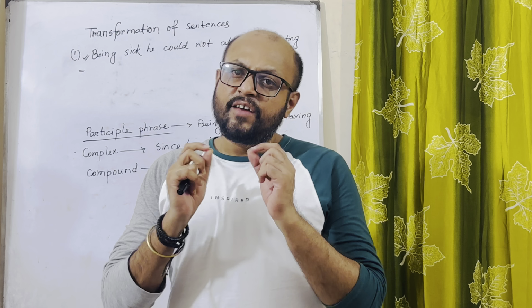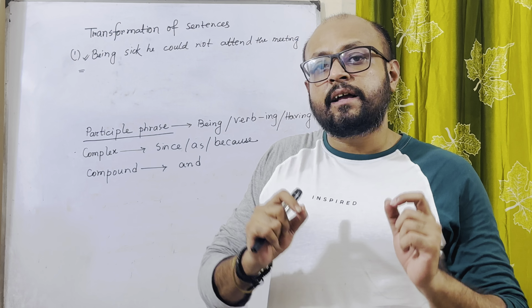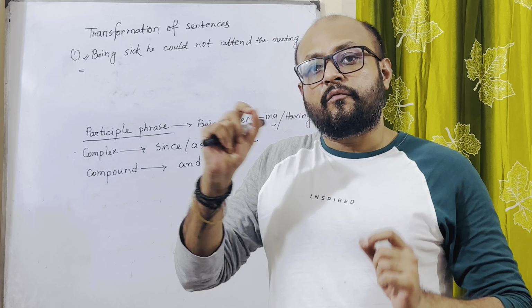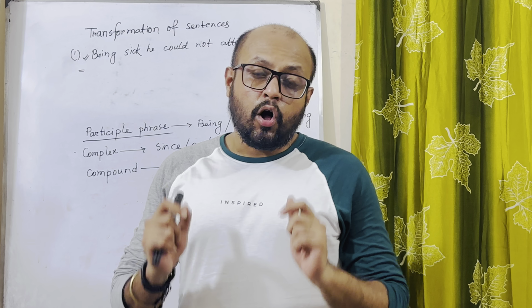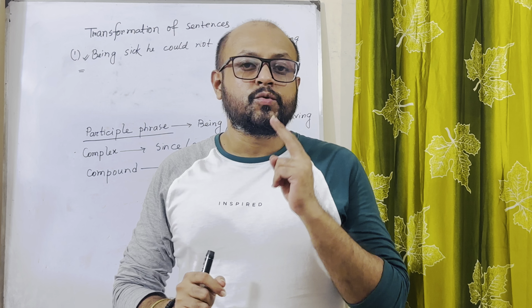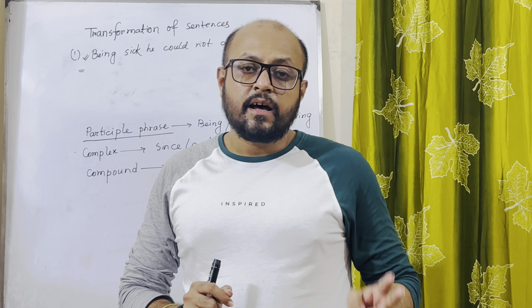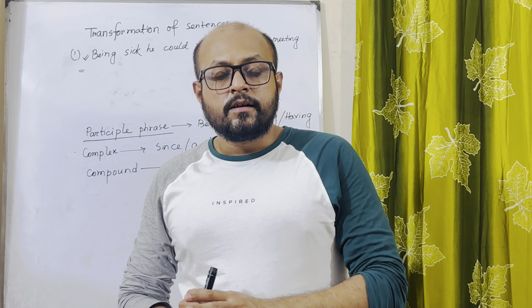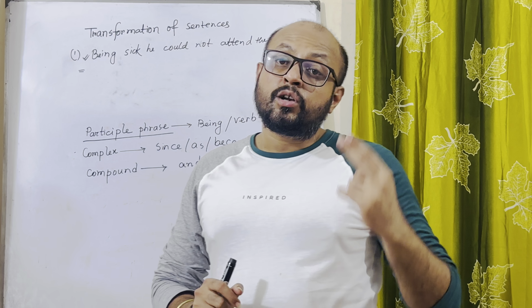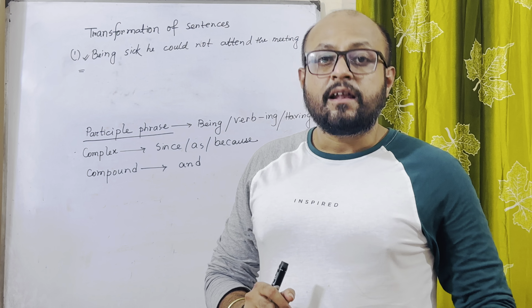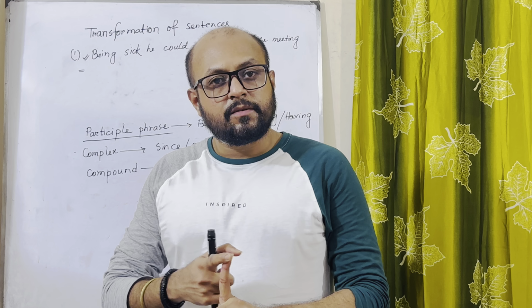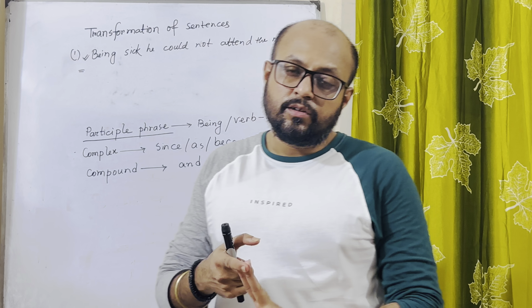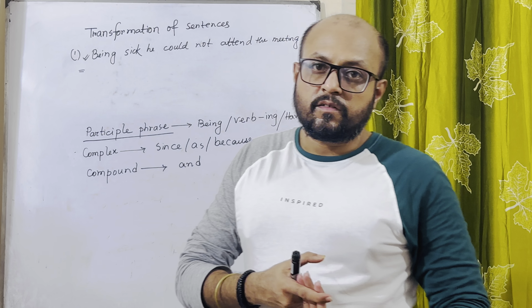If your sentence starts with being or a verb-ing form or having, this term is grammatically known as a participle phrase. And we all know that in English there are two types of verb, finite verbs and non-finite verbs. Participle belongs to the non-finite category. And participles are also of three types. Number one, present participle. Number two, past participle. And number three, perfect participle.